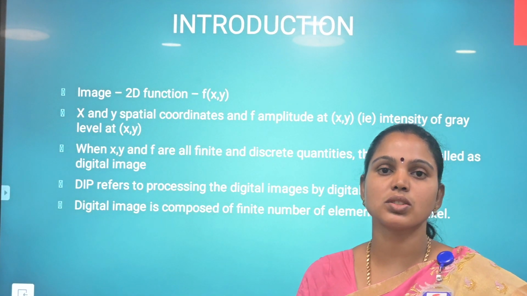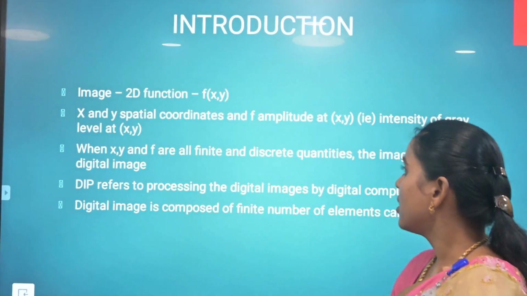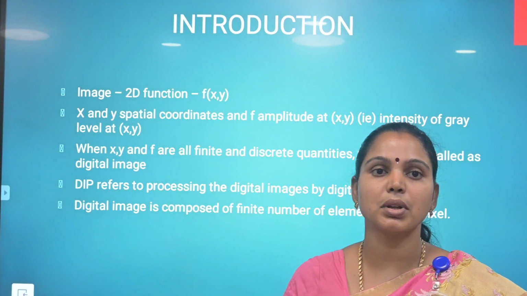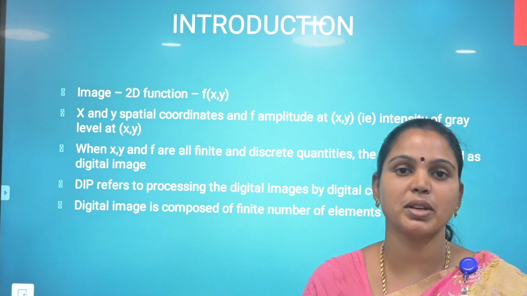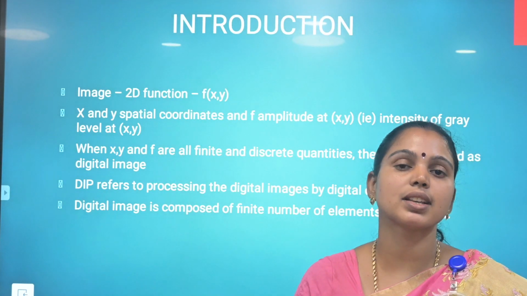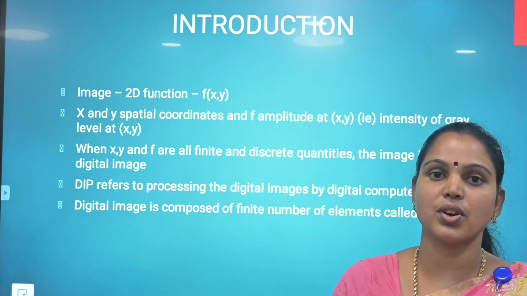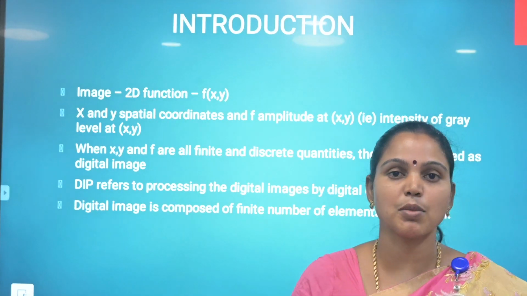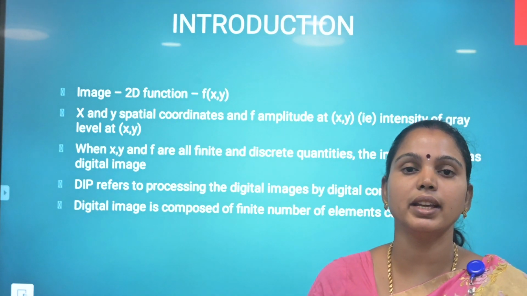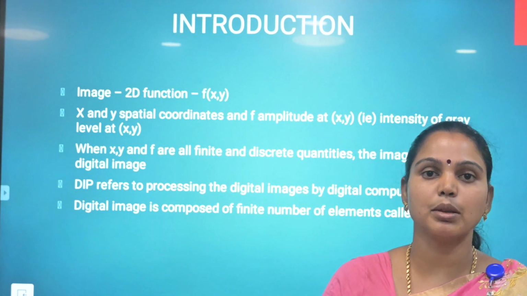Let's see some basic concepts of digital image processing. Before moving on to the concept, first let's know what digital image processing is. A digital image is represented as a two-dimensional function, that is f of x comma y. X comma y represent the coordinates of the image.